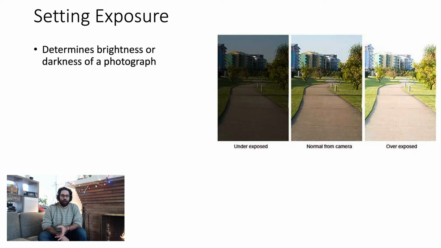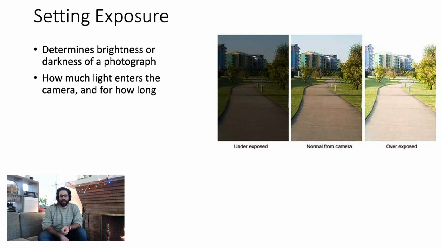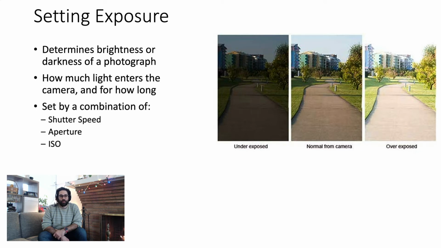Exposure determines the overall brightness or darkness of your photograph. Exposure can be adjusted by changing how much light enters the camera and for how long when you snap a photo. It's controlled by three components working together: shutter speed, aperture, and ISO. Let's break down what each one of those means.